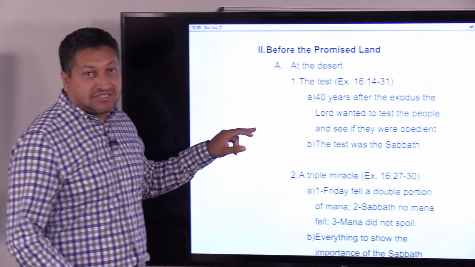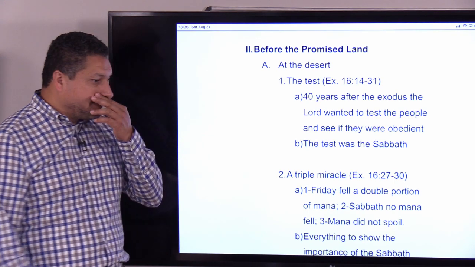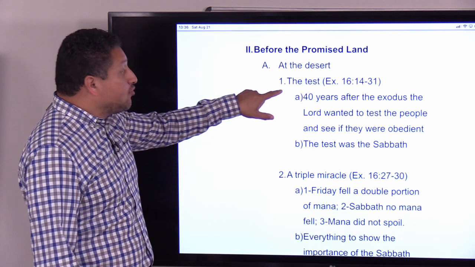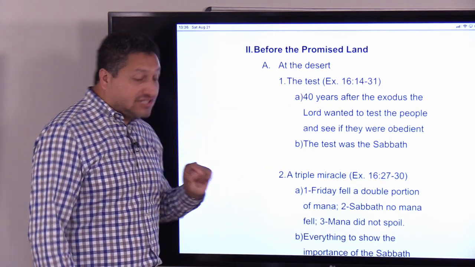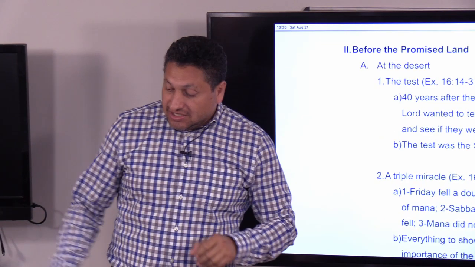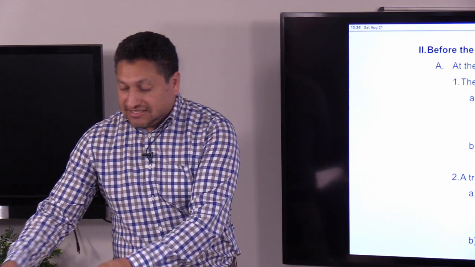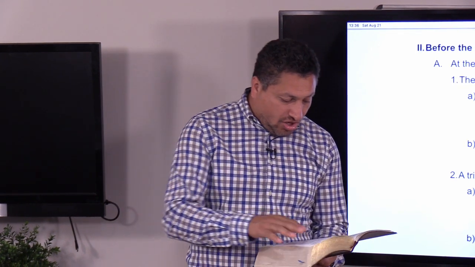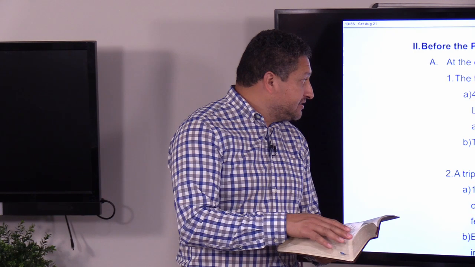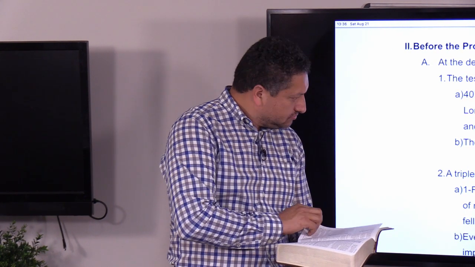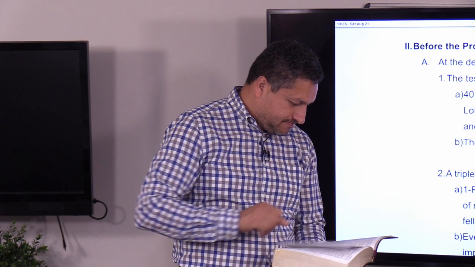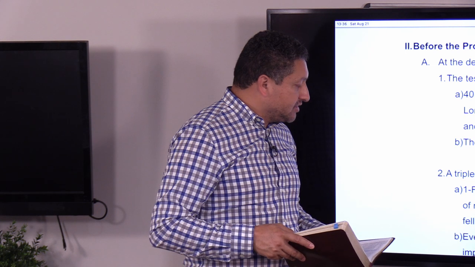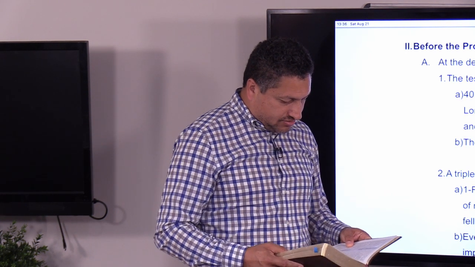So before the promised land, this is another rhythm, okay? Forty years after the commandment was given, there was a test. So the Lord decided to do a test for the people of Israel. And he decided to test them and see if they were being faithful, if they were being loyal. So that happens. Yes, that happened forty years after the Exodus.